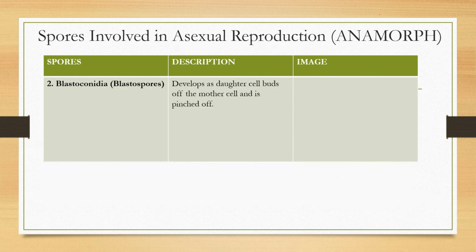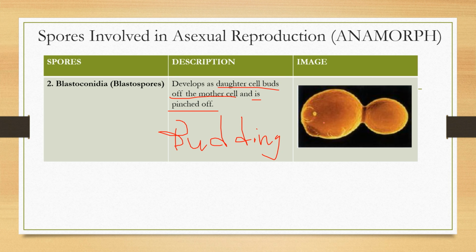Let's go to another spore involved in anamorphs, the blastoconidia, also known as the blastospores. They develop as a daughter cell buds off the mother cell and is pinched off. To simplify, this is an example of a yeast cell that undergoes budding. So this is the blastoconidia wherein a daughter cell would bud off from the mother cell.